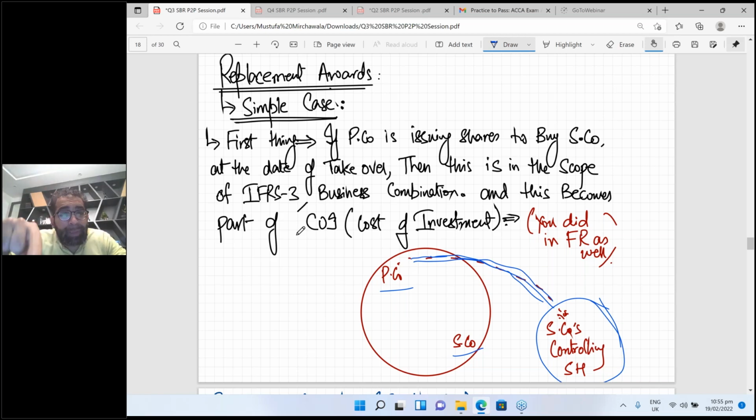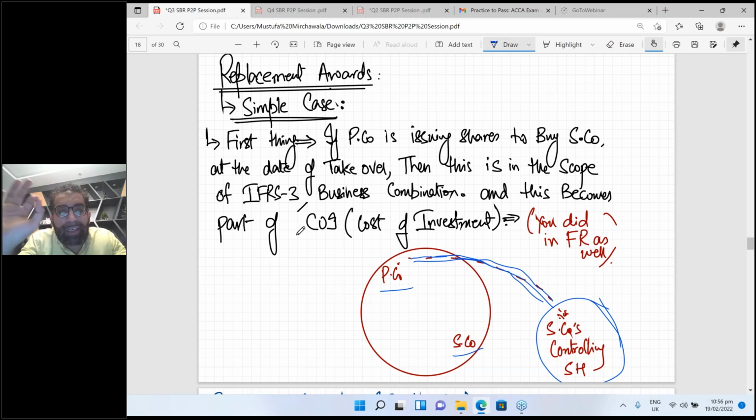The previous case was different. In that case, parent company was issuing shares to S company's employees just for their motivation, by giving them a target. So they were giving targets to group employees, and in return the employees were giving services to the group. So that was pure IFRS 2, but this is not IFRS 2, this is IFRS 3.